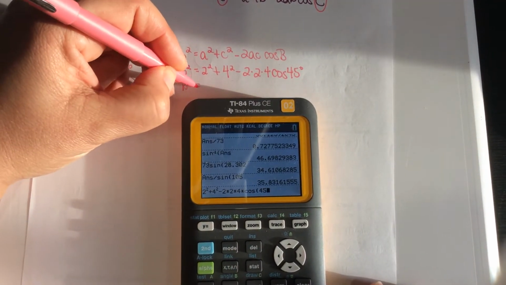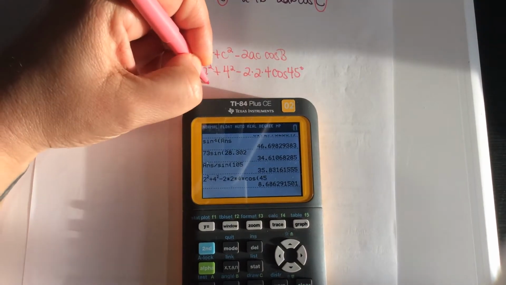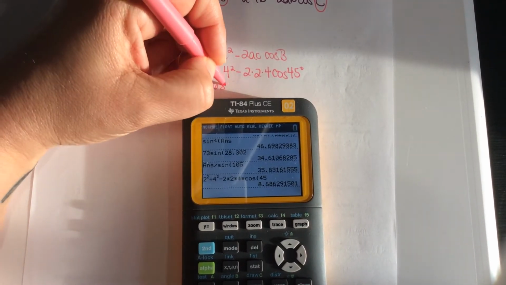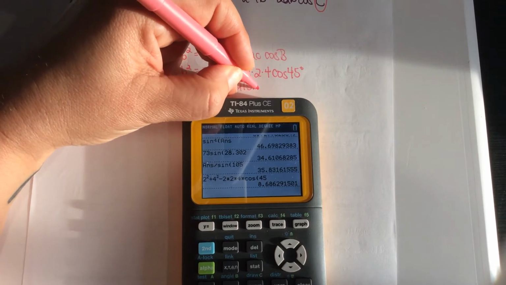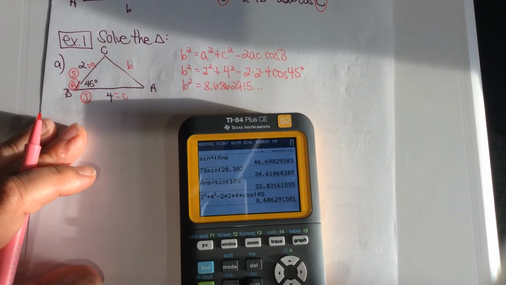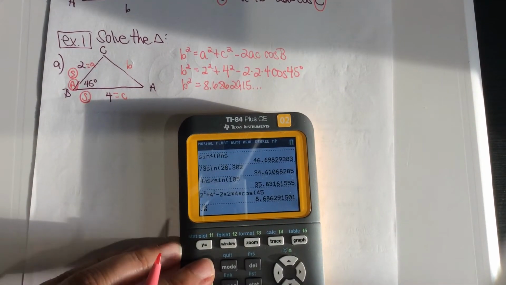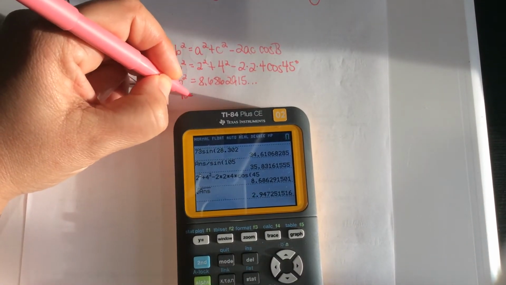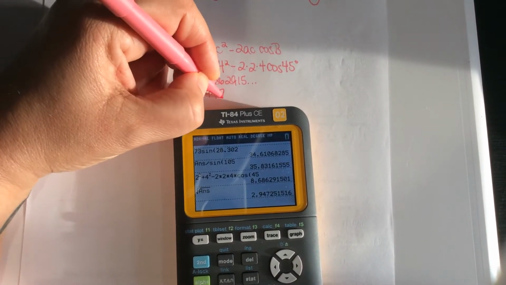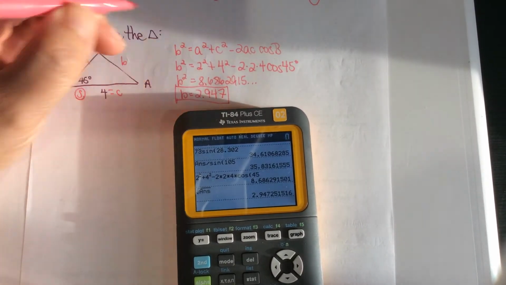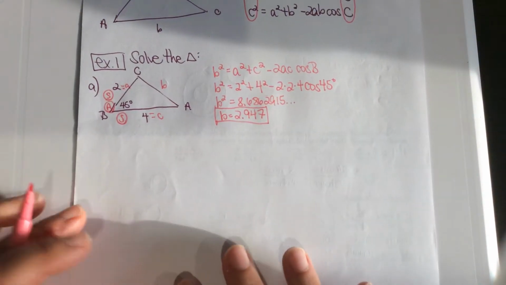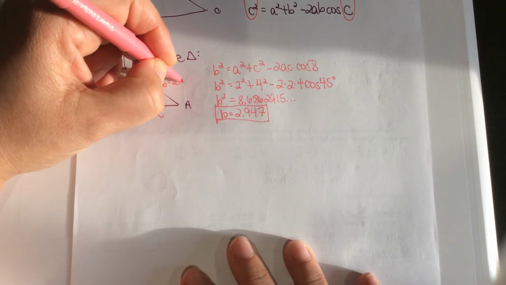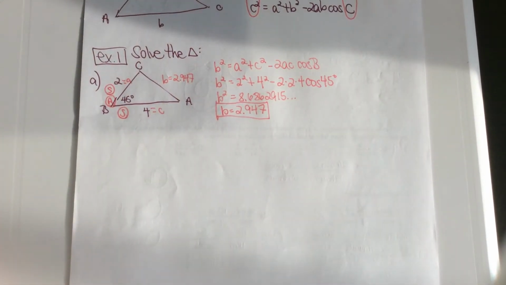So b squared is going to be equal to 8.6862915, and then I'm going to take the square root of that answer, and I'm going to get 2.947. So I'm going to label that on my picture.